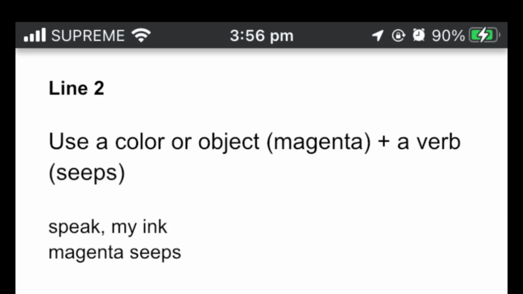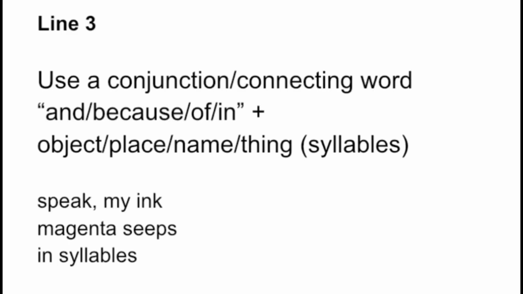Line 2, use a color or object and a verb. Speak, my ink. Magenta seeps. Line 3, use a conjunction or connecting word, and, because of, in, and plus an object, place, name, or thing. Speak, my ink. Magenta seeps in syllables.